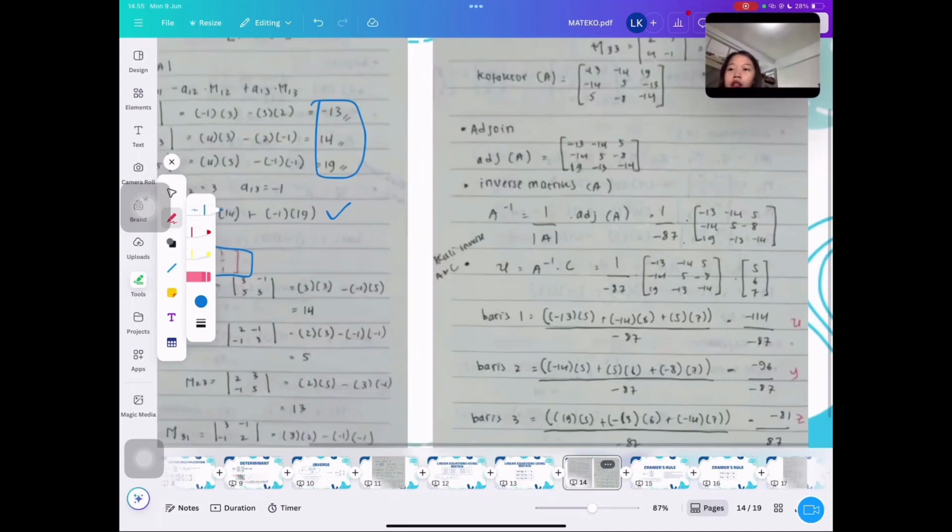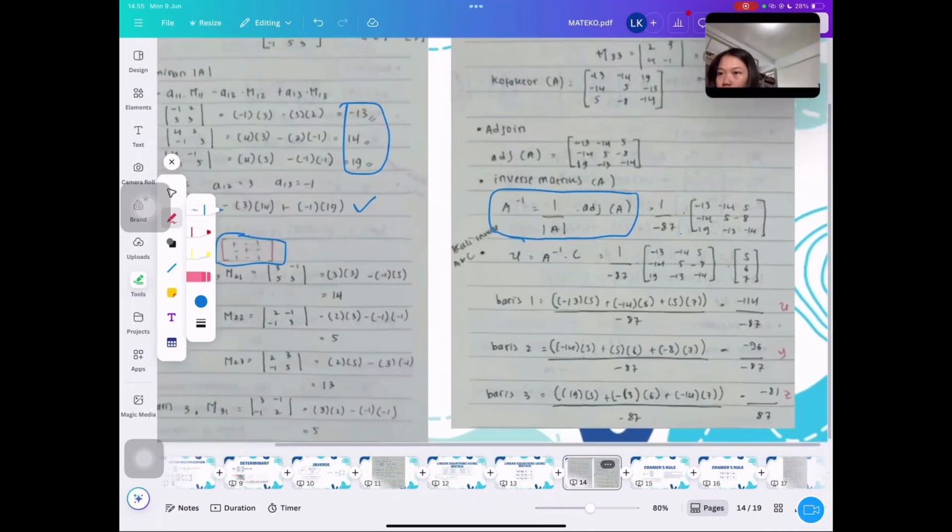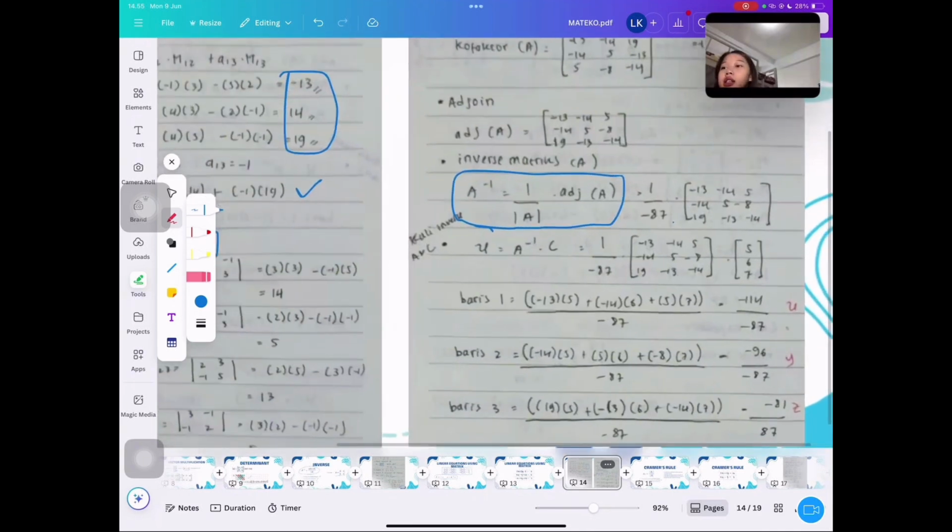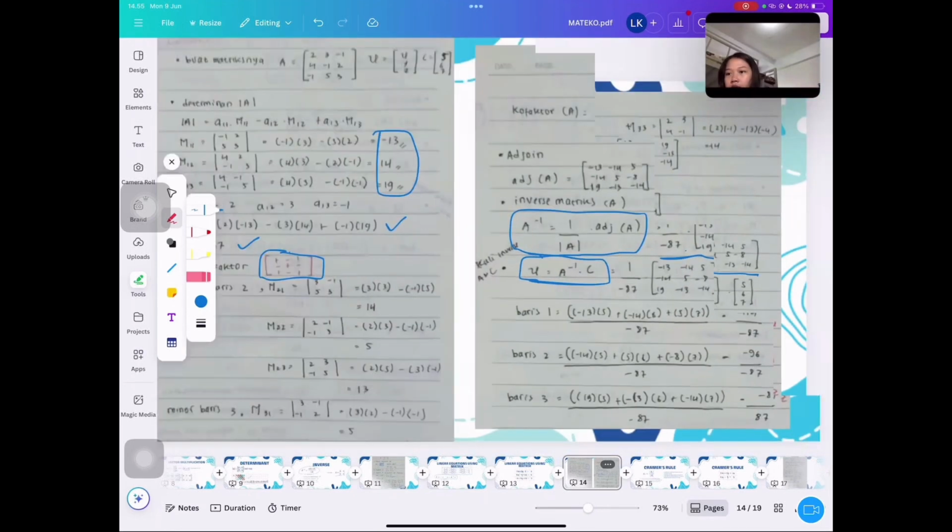We use this formula for the inverse matrix, and then we just have to calculate. Just put the answer from adjoint A, and then after that we use this formula and then we calculate, and this is the final answer.